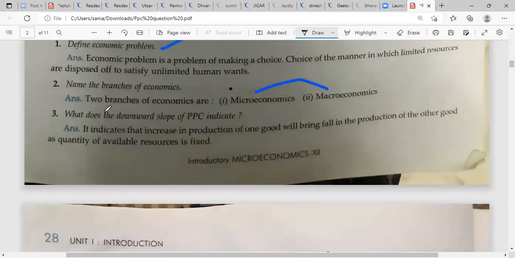Next, what does the downward slope of PPC indicate? So PPC, basically, what does the downward slope indicate? That as you increase the production of one good, the production of the other good will fall. Why? Because we have very limited resources, right?